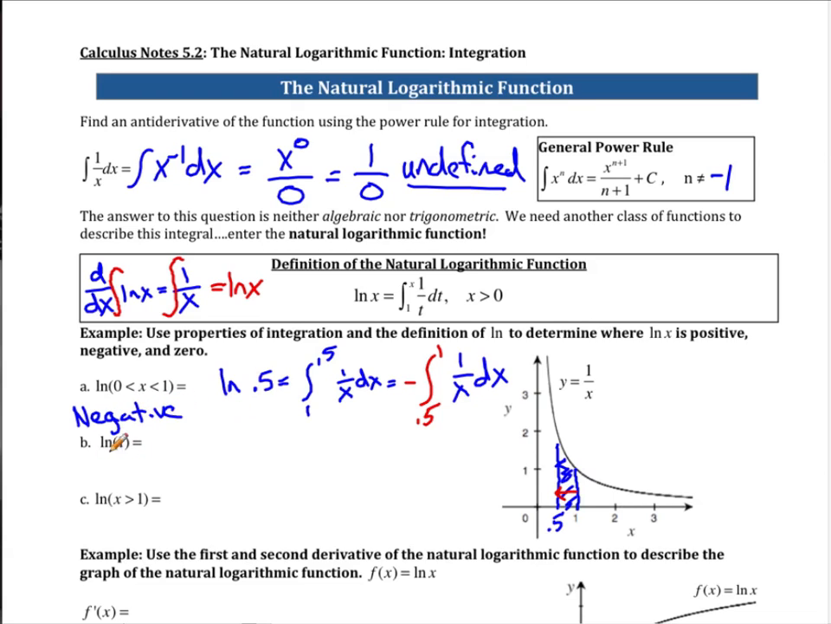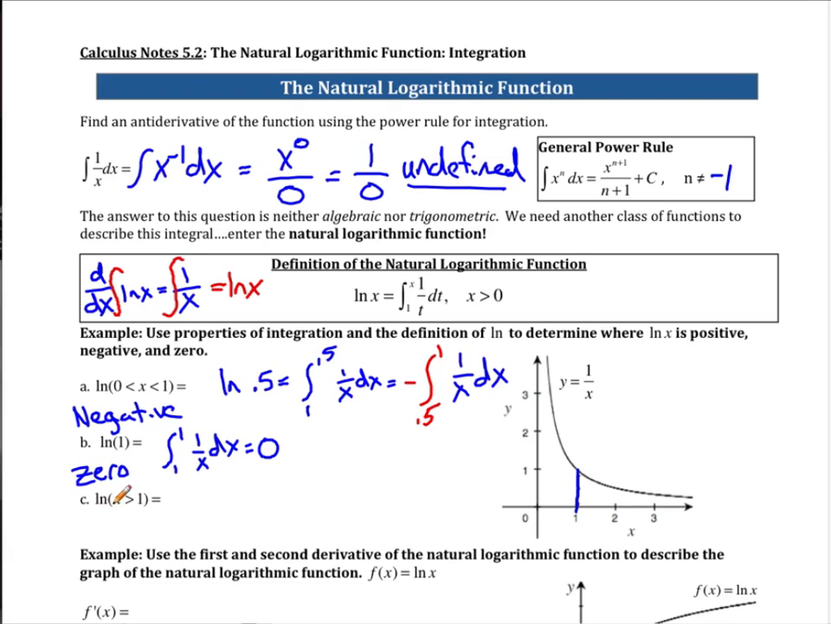Okay, let's take a look at the natural log of 1. We'll clear that out. So the natural log of 1 is going to be the integral from 1 to 1 of 1 over x dx. And if we look at this, our limits of integration are equal, and so there is no area here, and we know that this would give us 0. So the natural log of 1 equals 0.